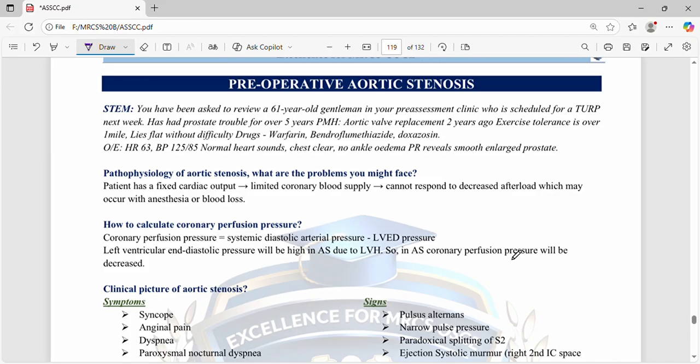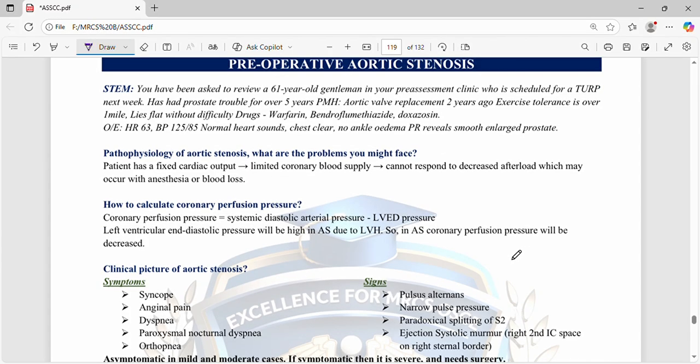pathophysiology of aortic stenosis. What are the problems you might face? So the patient has fixed cardiac output, limited coronary blood flow supply, and cannot respond to decreased afterload, which may occur with anesthesia or blood loss. When there is anesthesia, there is dilatation of the blood vessels, so there is high compliance and low venous return and preload and so afterload. So such patients cannot increase their cardiac output.